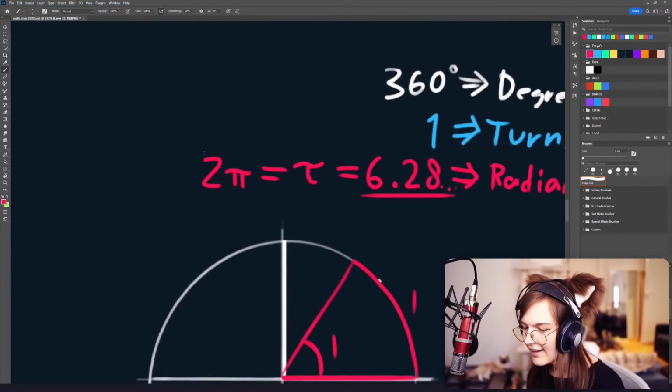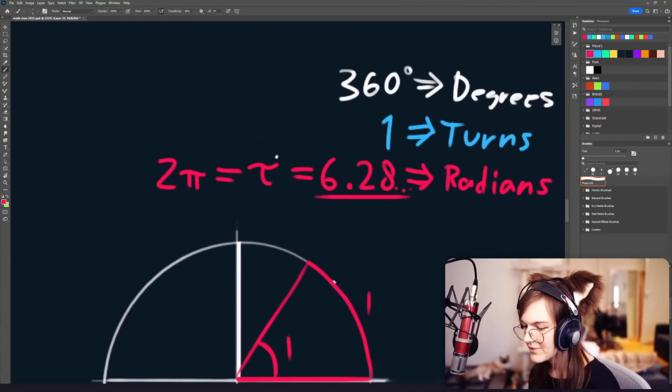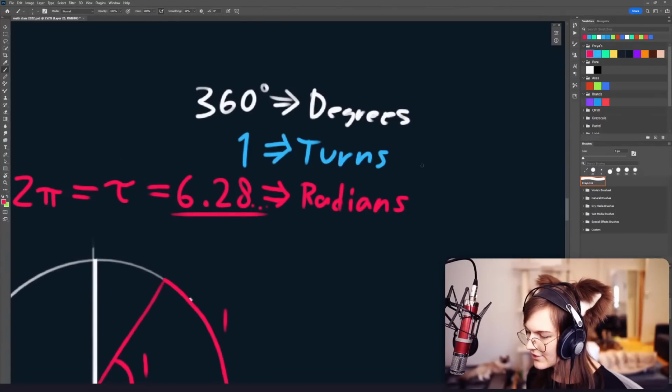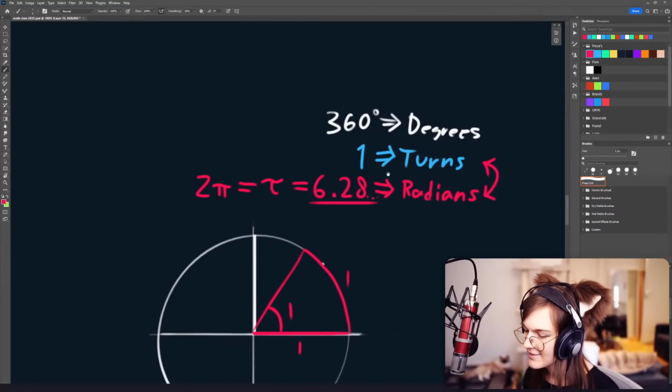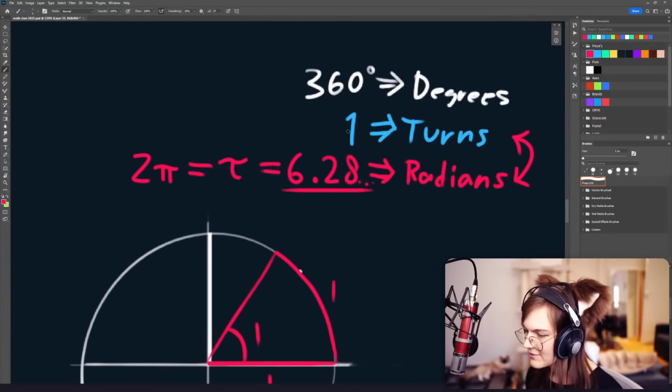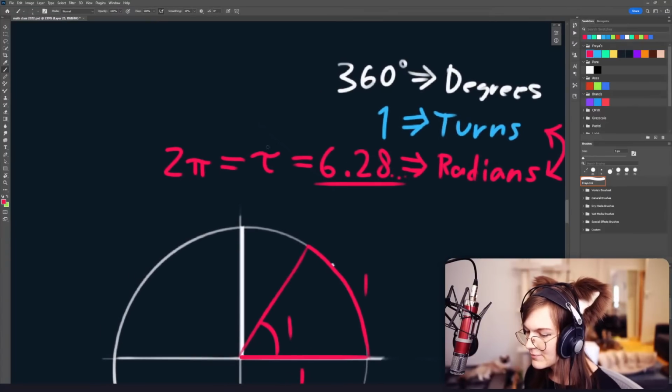Personally, I don't like using pi because you have this factor of 2 that makes everything ugly and frustrating. So I always use tau, because the nice thing with tau is that you can go between turns and radians incredibly easily. If you want to know what a quarter turn is, you can just do 0.25, which is a quarter, and then multiply it by tau.